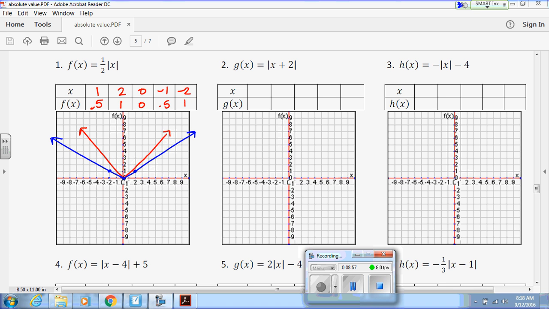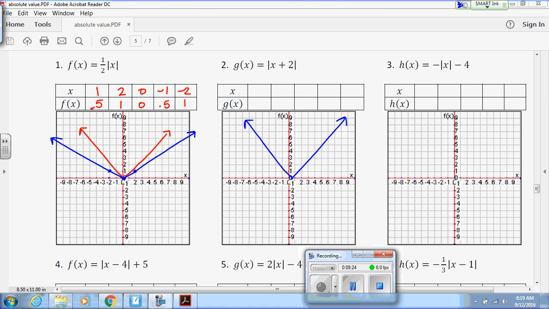What do you think would happen if it had 3x instead of 1/2x? Right, instead of 0.5 it would be 3, so it'd be skinnier, right? Exactly. Okay, so 2 should be easy, because 2 is just going to take our parent function.